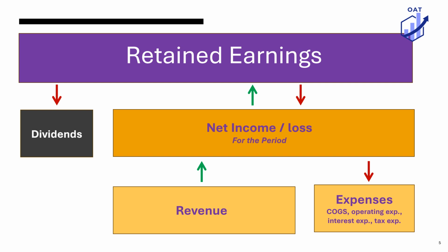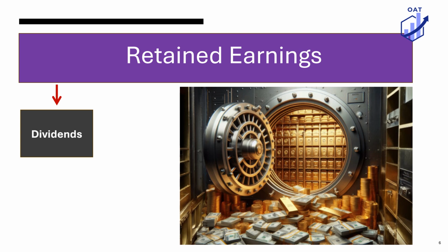a net loss. For example, if the business makes $1,000 in revenue and total expenses are $1,500, you are in a hole, my friend, for minus $500. We call that the net loss. If your company is at a loss, you will pull money from retained earnings to cover it. In other words, losses decrease the total balance of retained earnings.